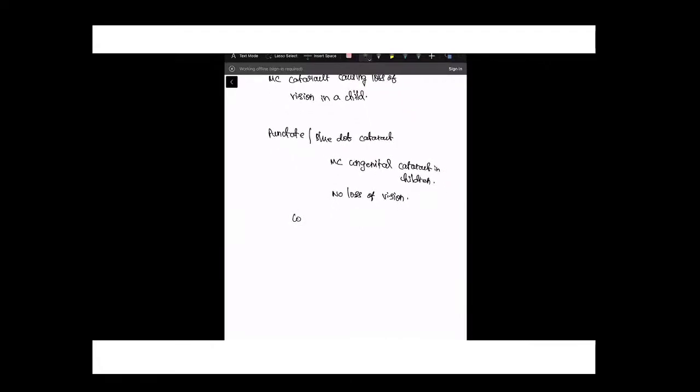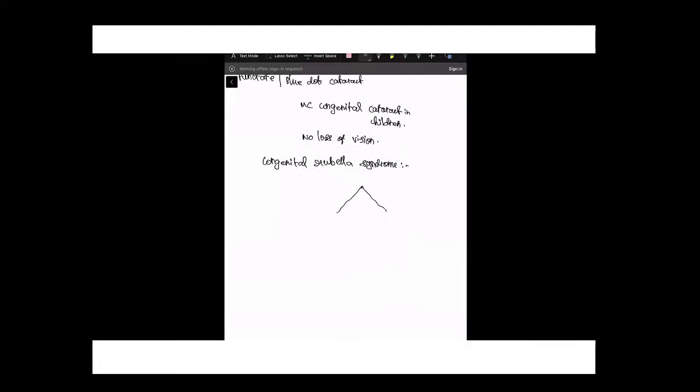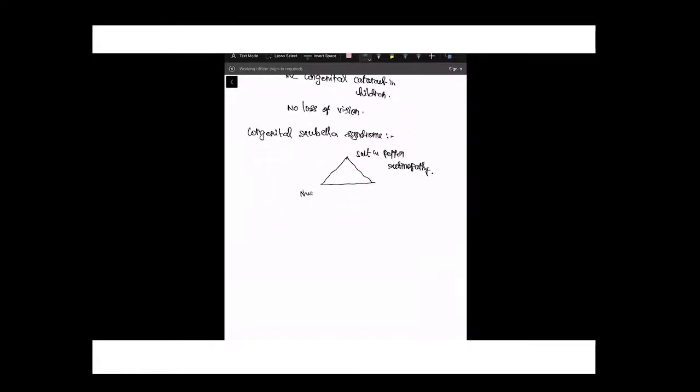We have congenital rubella syndrome. There is a triad in congenital rubella syndrome. There is salt and pepper retinopathy, there is cataract of the nucleus, nuclear cataract, and glaucoma.